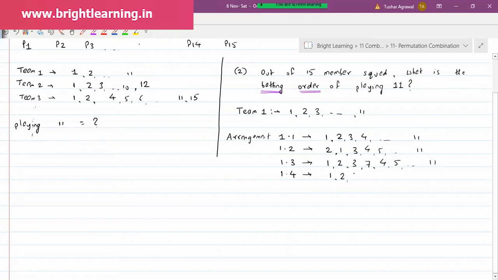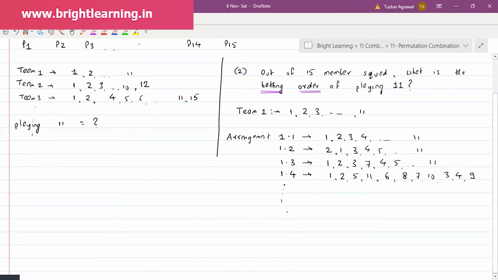1, 2, 5, 11, then 6, 8, then 7, 10, and what are remaining now? 3 is remaining, 4 is remaining, and 9 is remaining. Yes. So it is a very weird arrangement, and more such are possible. Only these 4 arrangements are not there.